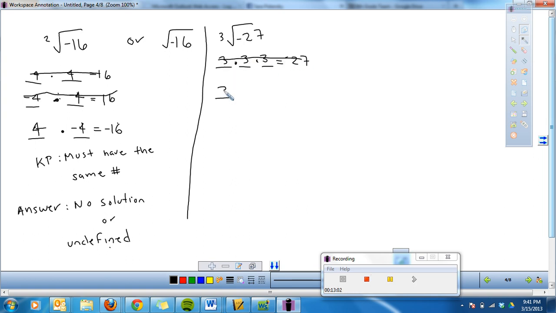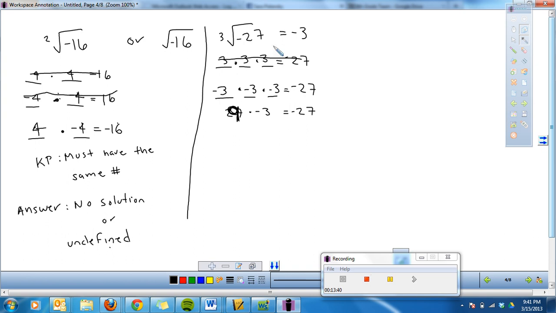Let's try 3 negative 3's. So negative 3 times negative 3 times negative 3. Does that give me negative 27? Well, negative 3 times negative 3 gives me a 9. I hope most of you caught that. And 9 times negative 3 gives me a negative 27. So that ended up working. Negative 3 times negative 3 times negative 3 equals negative 27. So the cubed root of negative 27 is negative 3.